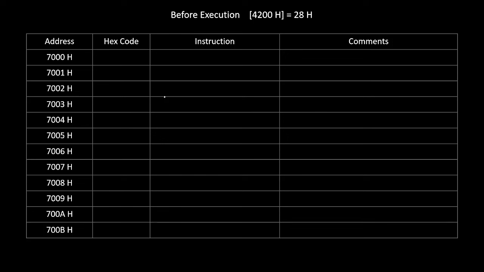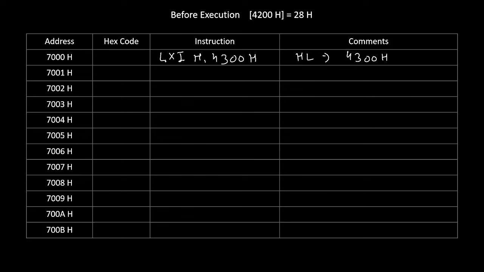So let's write our program from memory location 7000H. Now we want to store the content after execution at 4300H. That's why we will write the first instruction as LXI H, 4300H. LXI stands for load register pair immediate. Which register pair are we loading? The HL register pair. Because of this, our HL register pair will become 4300H. Now we are pointing to memory location 4300H.